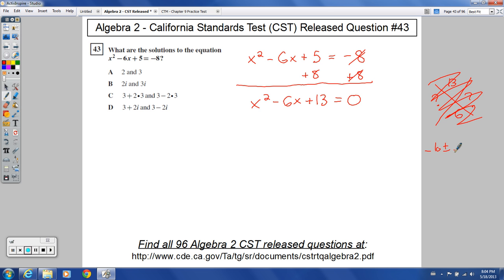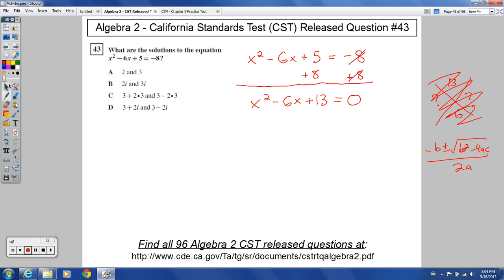So negative b plus or minus square root of b squared minus 4ac all over 2a. If you want to hear me sing that, go back a few videos. You can hear me sing that. Seriously, I'll sing it for you. You just have to go back.